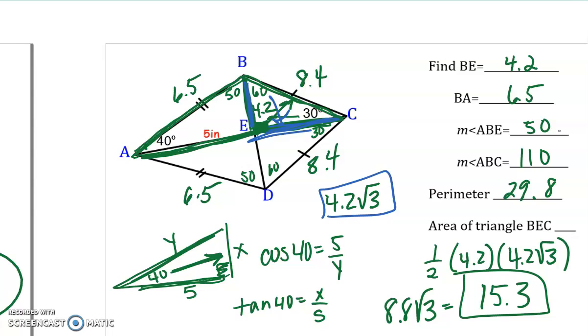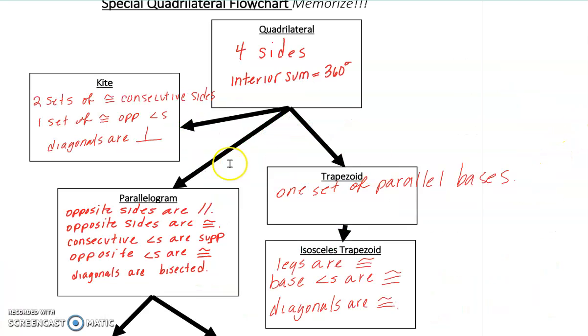Like I said, just remember the properties. Fill in your flow chart. I think I did send out a final flow chart. You'll see here it has 2 sets of congruent consecutive sides, 1 set of congruent opposite angles, and diagonals are perpendicular. Okay, so you've got to be able to tell the difference of these.